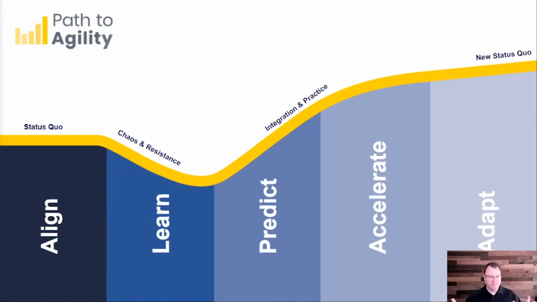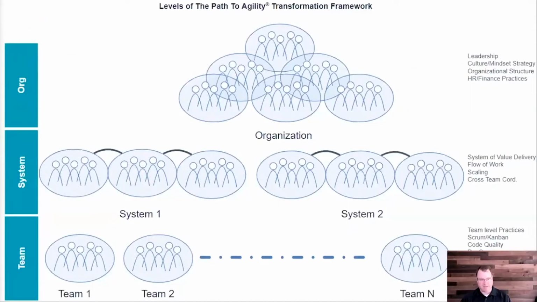So we've got these 5 stages, and then we also have what we call the 3 levels of Path to Agility. Path to Agility looks at a transformation not only at the team level, where a lot of our work is getting done, but also at the system level, what we call the system of value delivery, the flow of work through the system, or the team of teams level. Most of our organizations are large, and therefore it requires more than a single team to get products out the door. And so we need to look at our scale.